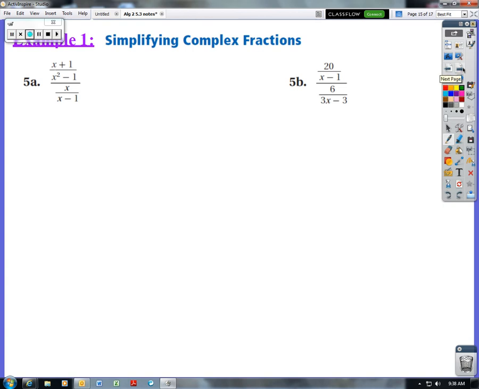So these are intended to be on your owns, although I kind of wonder about these. You know what? I think I'll go ahead and do them. Try them on your own, and then I'll do them for you too. So we need to factor the denominator on this one.